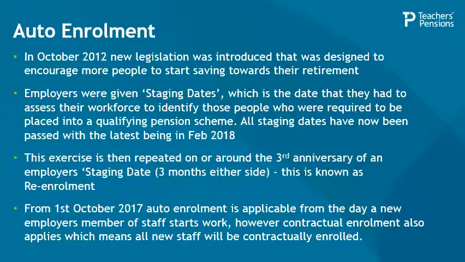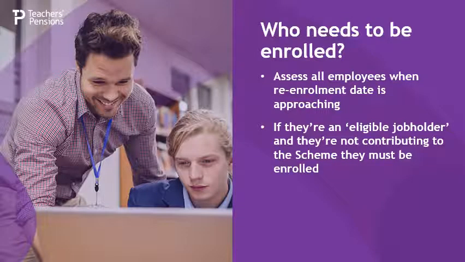From the 1st of October 2017, auto-enrolment is applicable from the day a new employer's member of staff starts work. However, contractual enrolment also applies, which means all new staff will be contractually enrolled. If you're an employer who is approaching their re-enrolment date, then it's very important that you're aware of what your responsibilities are. You must assess and identify any members of staff who currently aren't paying into the scheme. This could be because they've previously opted out of the scheme, or if they're a part-time member who started prior to 2007 with no part-time election.